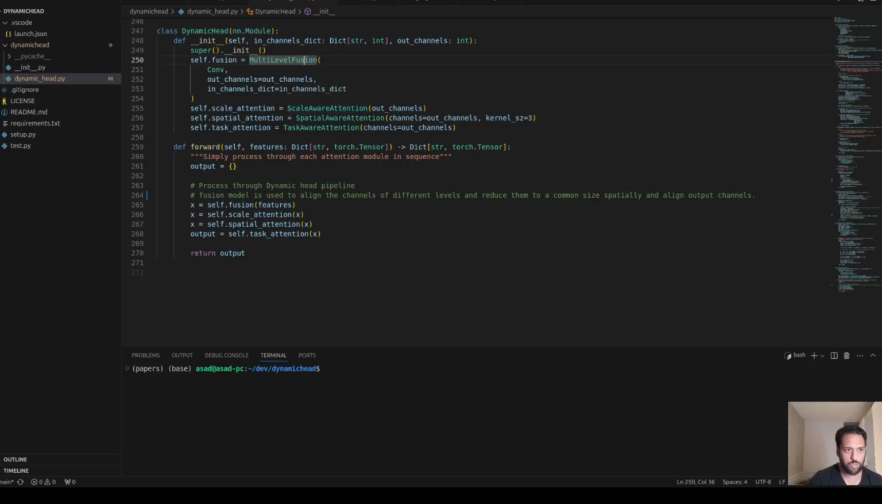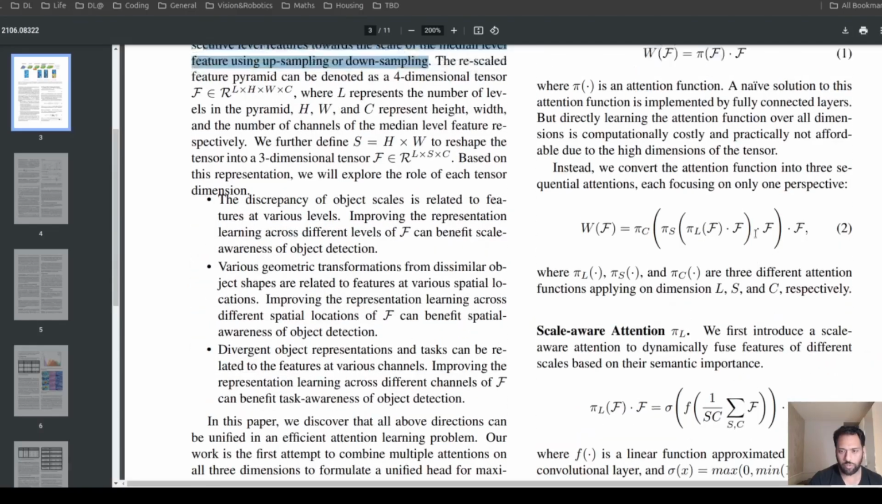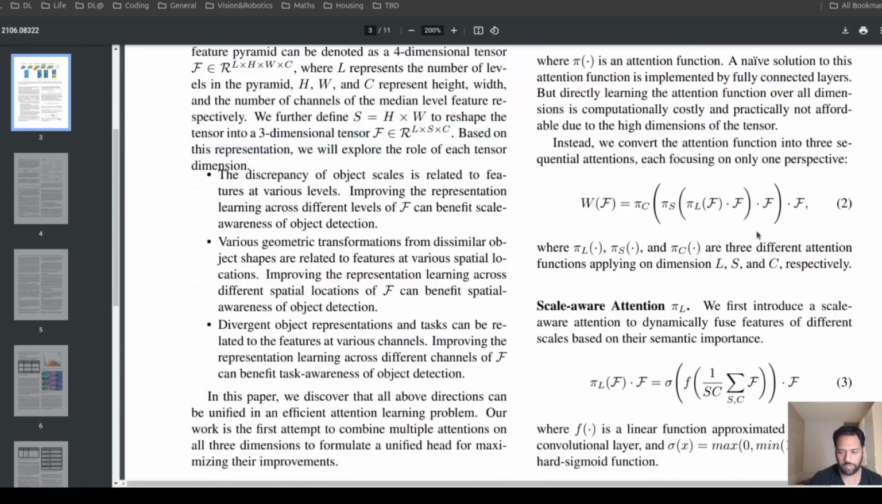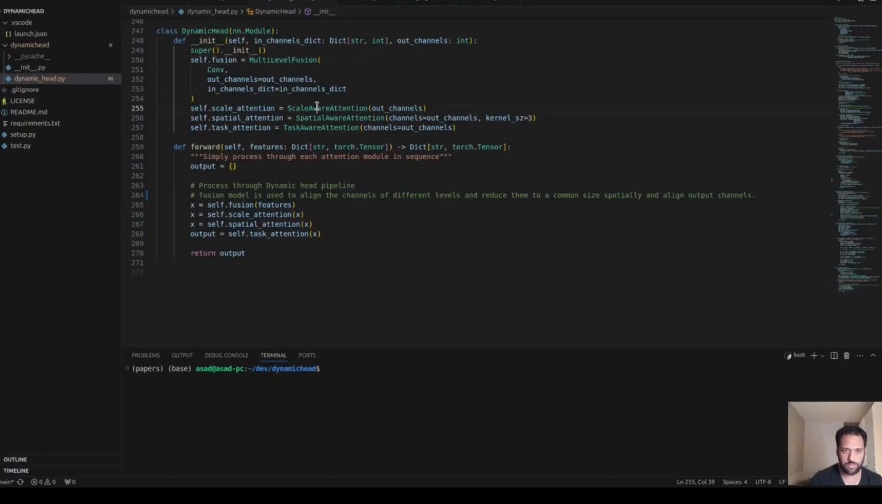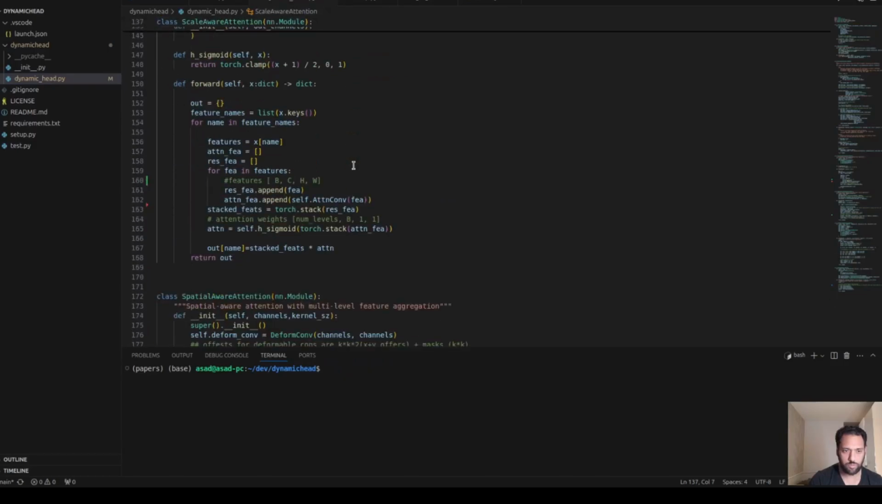For scale aware attention, what we want to do is implement this part, right? So the input goes to average pooling, goes to one by one convolution, a ReLU, a hard sigmoid, and then the output of this is multiplied by the input feature levels. And this is exactly what the scale level attention will do.